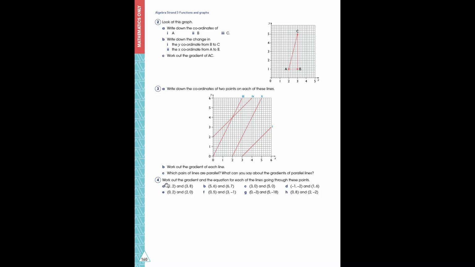Okay. On this question, question 4, to find the gradient, what you've got to do is find the difference between y and the difference between x. So the gradient is going to be 8 minus 2, which is 6, that's the rise, and the run is 3 minus 1, which is 2. So 6 divided by 2, which is 3, gives you your gradient.